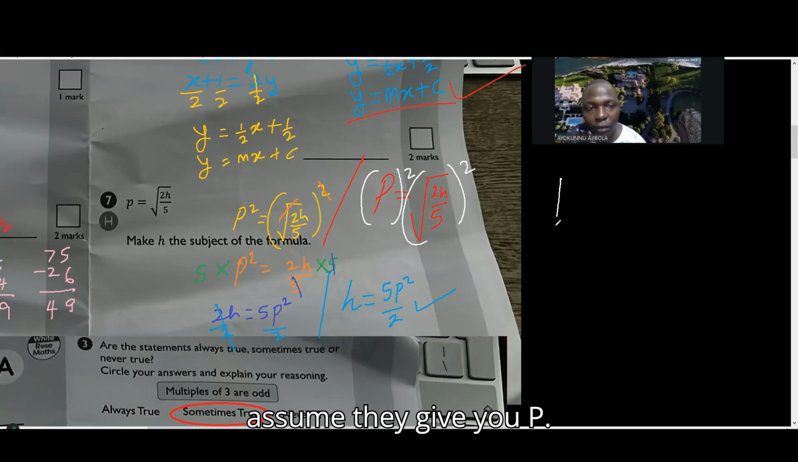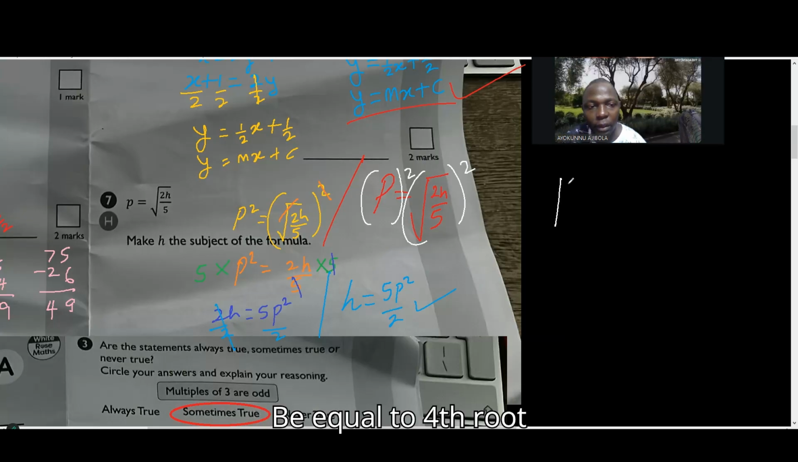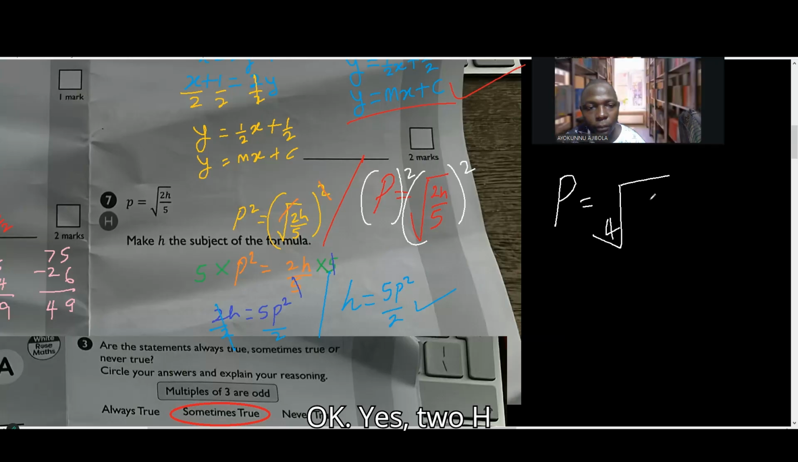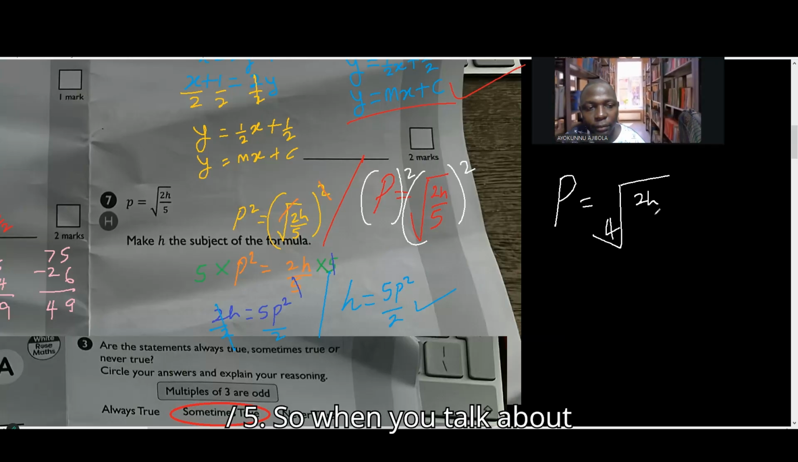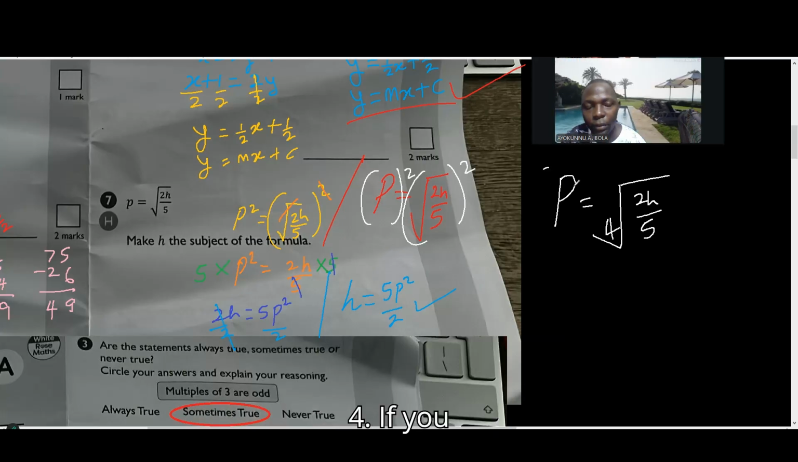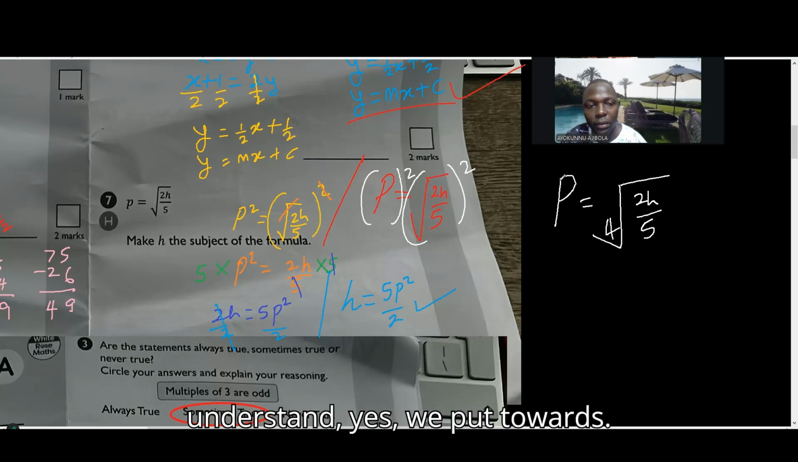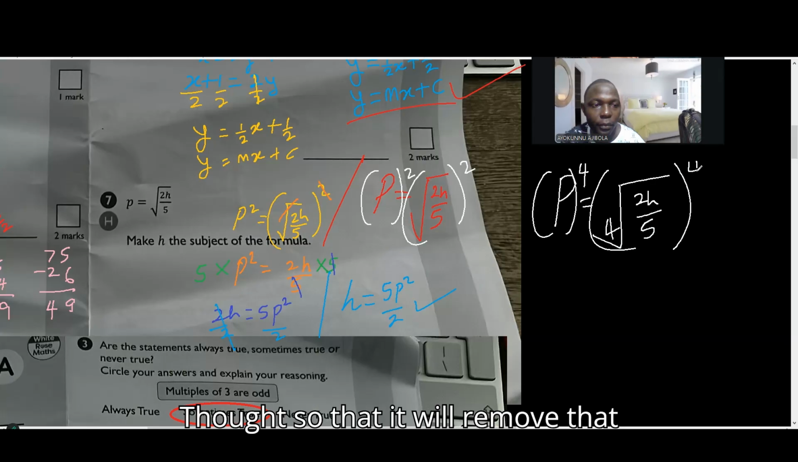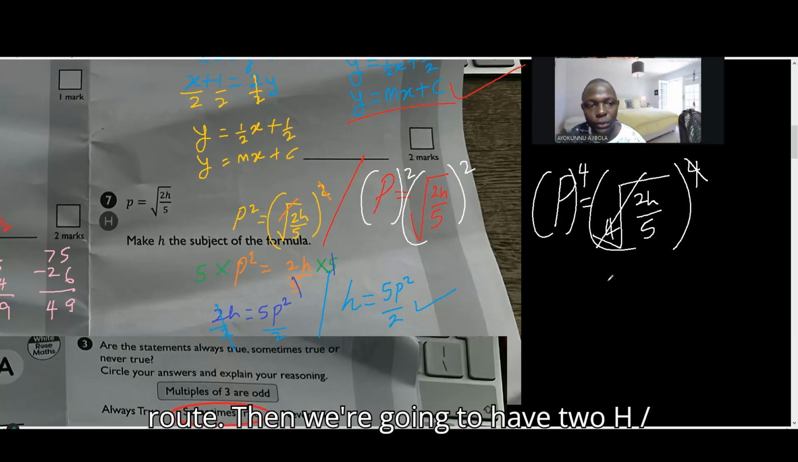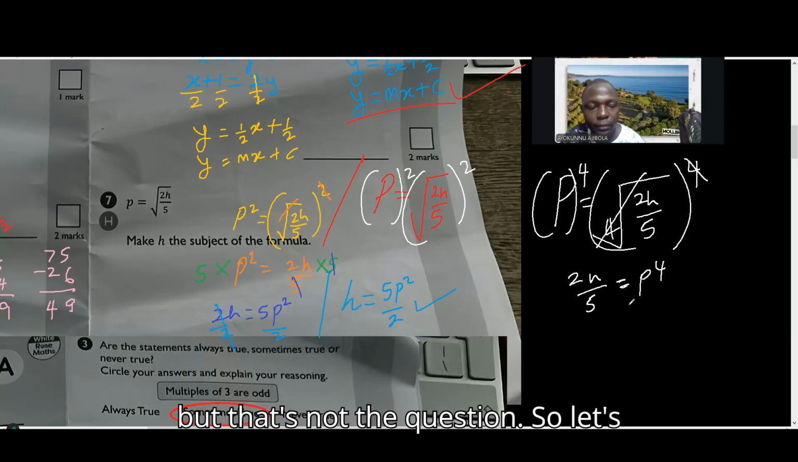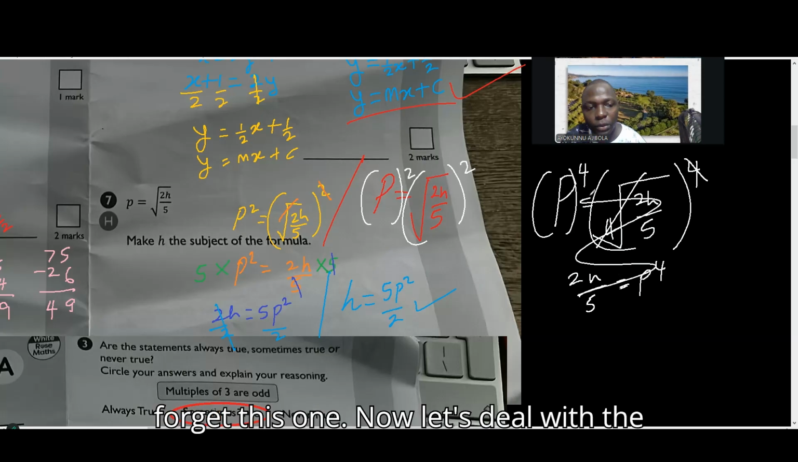If it is a fourth root, let's assume they give you P equals fourth root of 2h over 5. Then you put power 4, so that it will remove that root. Then we're going to have 2h over 5 equals p raised to power 4. But that's not the question, so let's forget this one.